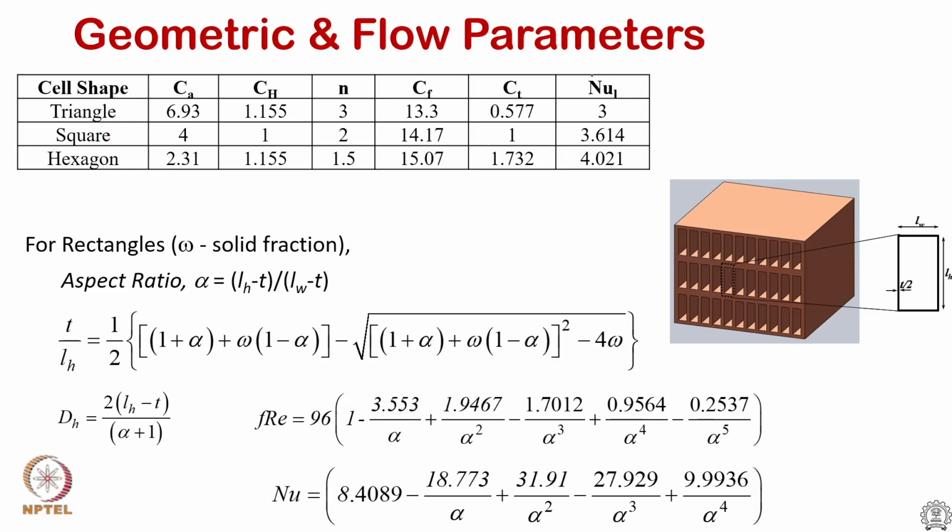We can't use the Nusselt number relationship given here because these are meant for those square and triangle and hexagons. For rectangles, you have a function of alpha. Alpha is nothing but the aspect ratio of the rectangle. So, for that you need a different expression for fRe and the Nu, and we make use of this in the previous expression that was developed in the previous slide.